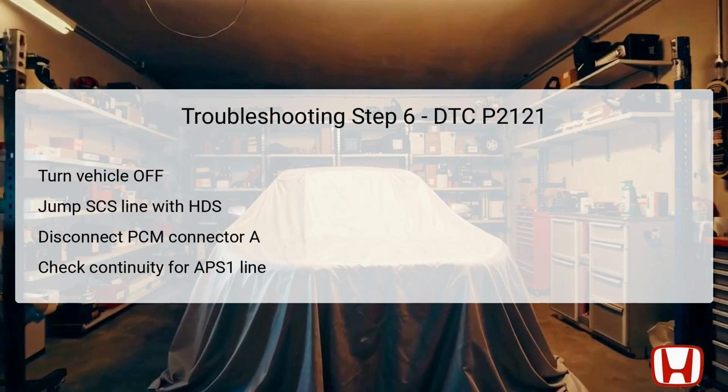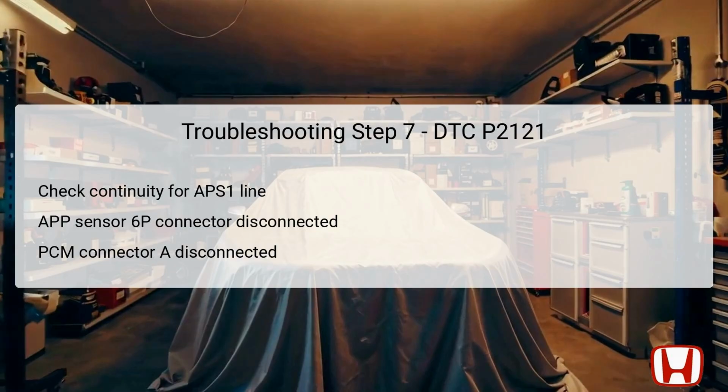If continuity exists at this step, it suggests that there may be a short in the APS1 wire connecting the PCM and APP sensor, necessitating a repair in this wiring segment. Conversely, if continuity is absent, then the wire is not shorted, prompting you to proceed to the next troubleshooting step.